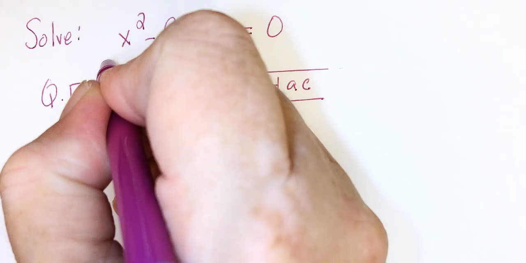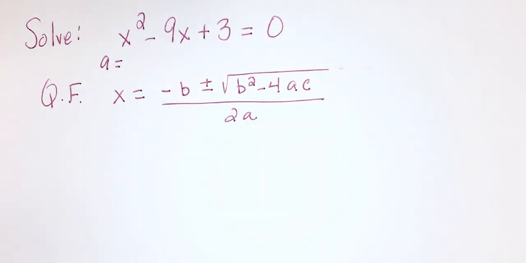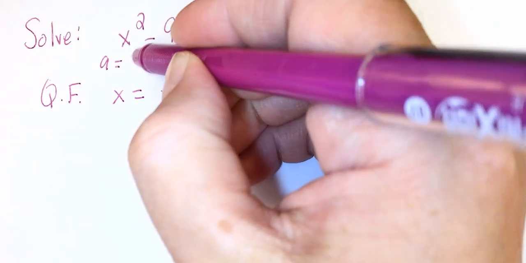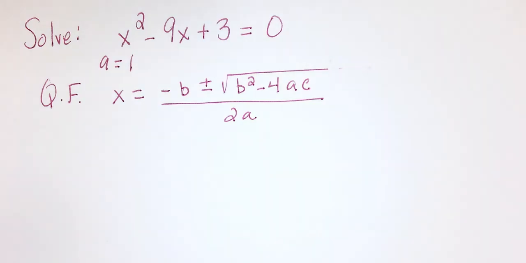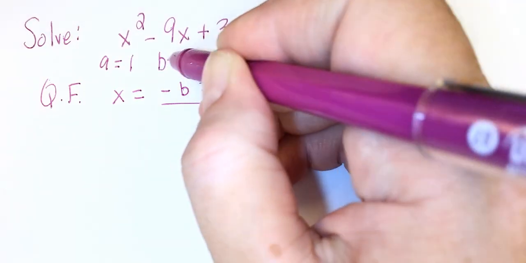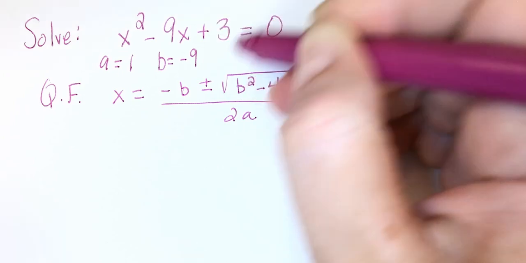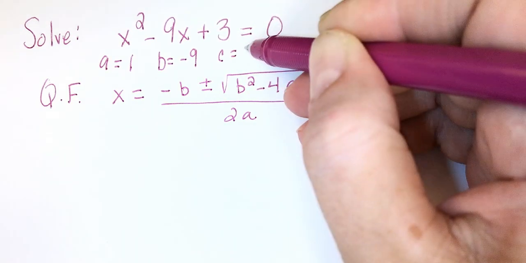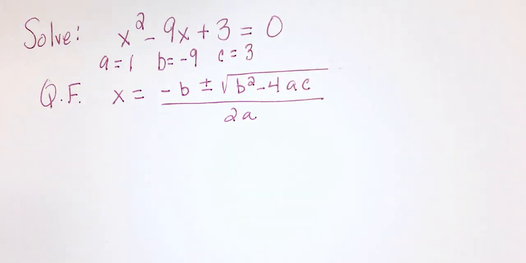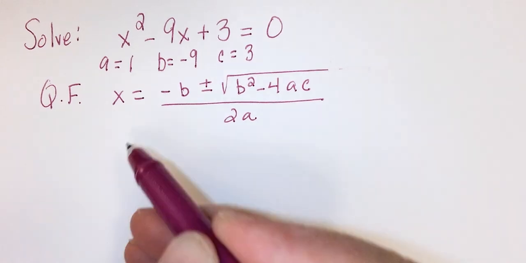So A is the coefficient of the x squared term, which in our case is 1. B is the coefficient of the x term, which in our case is -9. C is the constant, which is 3. So we want to plug this in to our quadratic formula, and it's really, really important that when you plug this in, that you plug in using parentheses. So we're going to put parentheses around everything, then you can simplify on the next step.